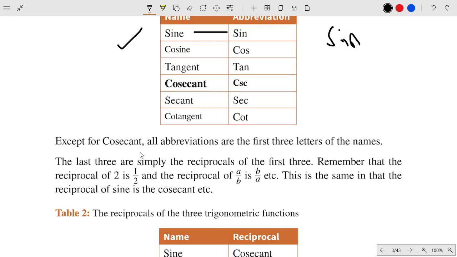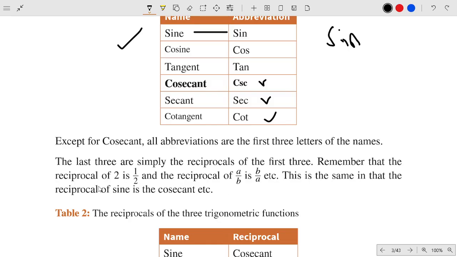Except for cosecant, all abbreviations are the first 3 letters of the names. So except this one, the cosecant. The last 3 are simply the reciprocals of the first 3, as I mentioned earlier. So the last 3 here, the cosecant, the sec, and the cot, are the reciprocals of the first 3 here.